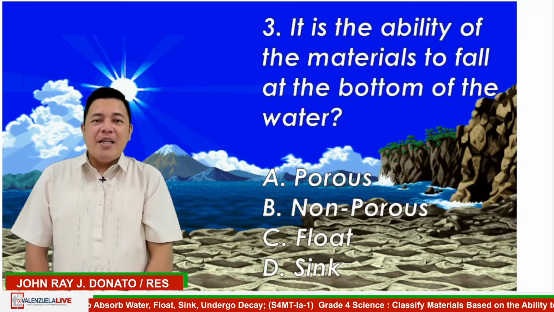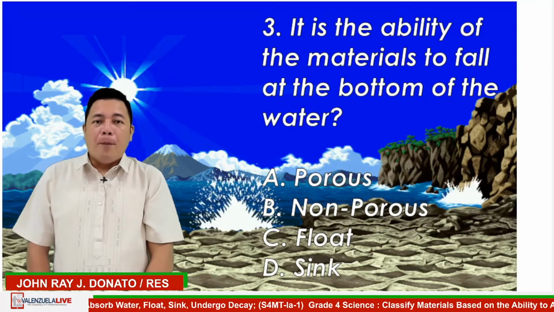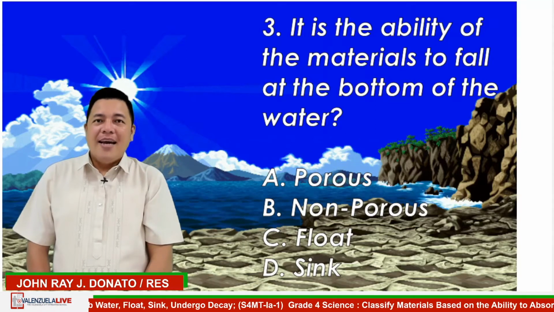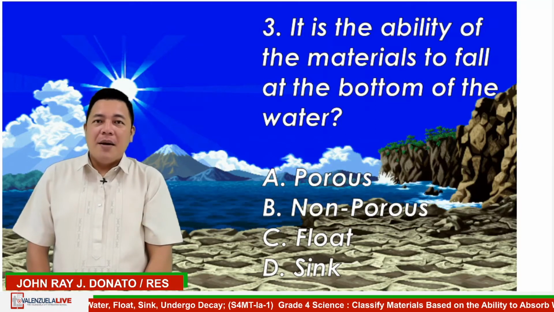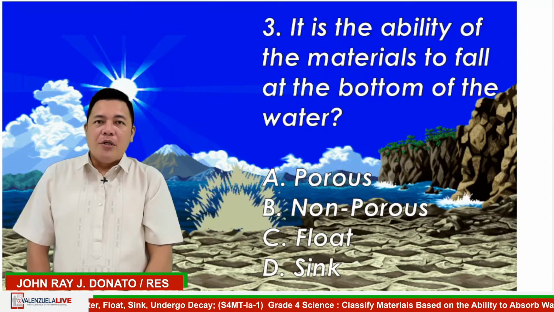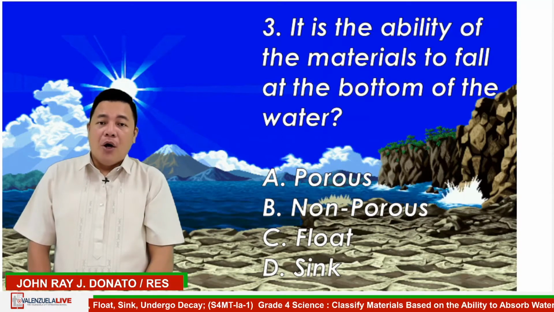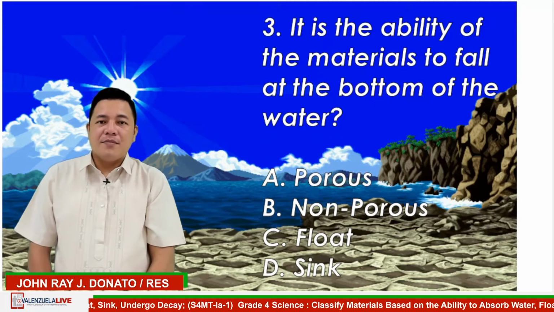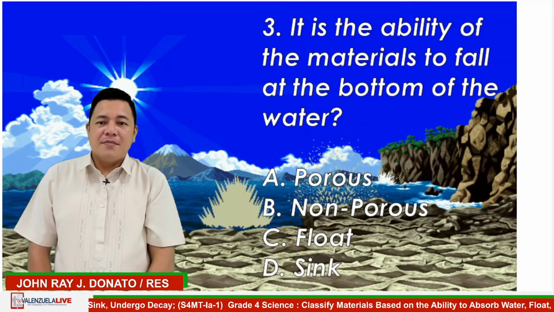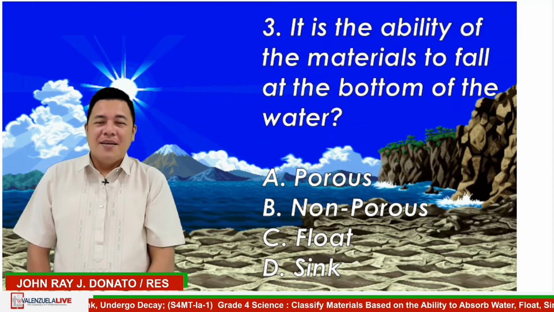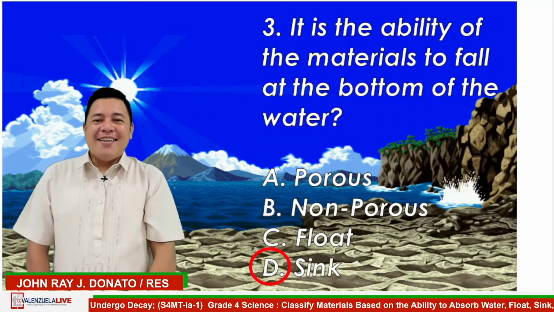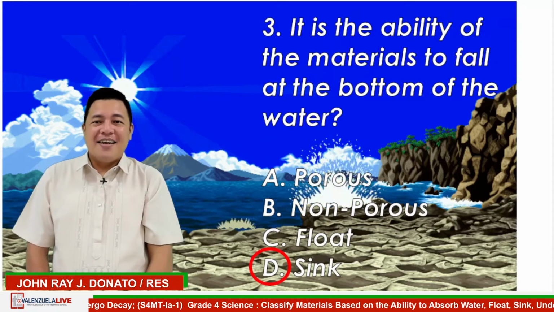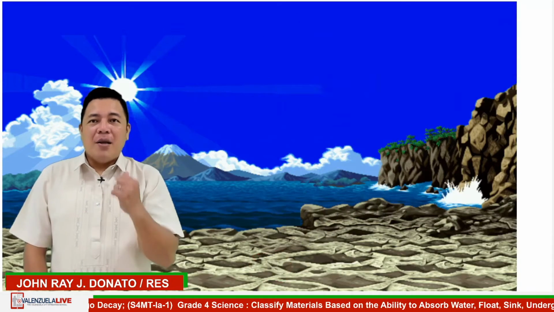It is the ability of the materials to fall at the bottom of the water. A. Porous. B. Non-porous. C. Float. Or D. Sink. Great! It is D. Sink. How about the fourth one?